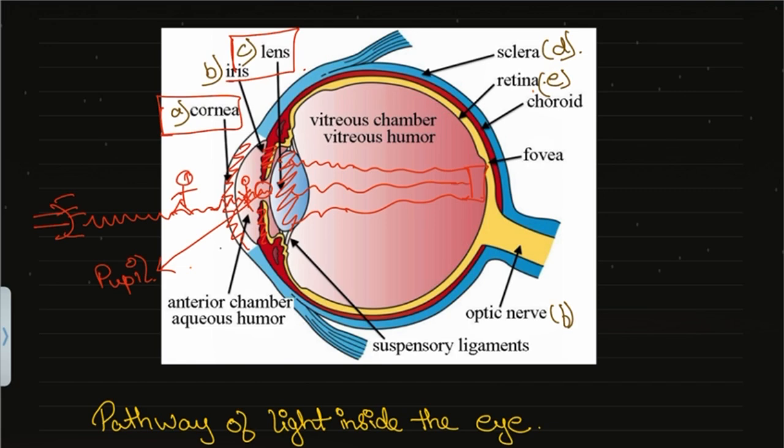So our main function of the lens is to converge the light rays entering the eye in such a form that a perfect image can be formed on the retina. Now, what is retina? So this part which we can see is the retina. This retina acts as a screen where the image is formed.